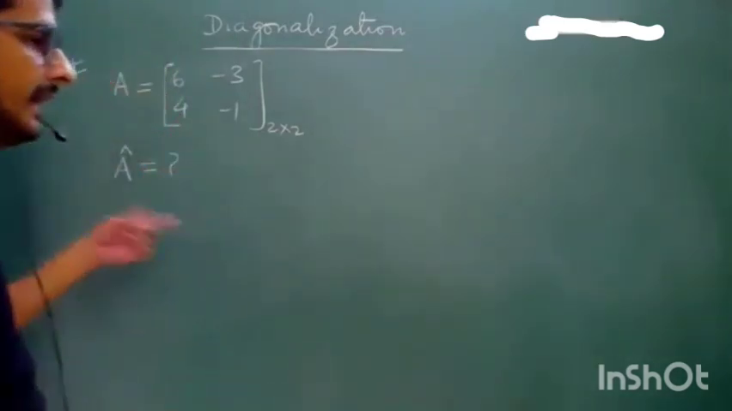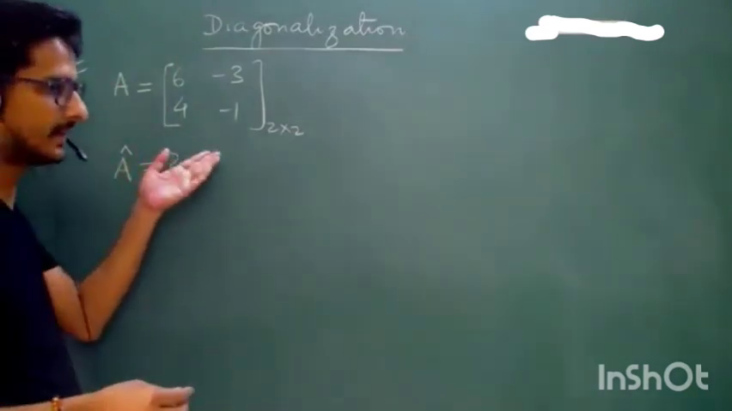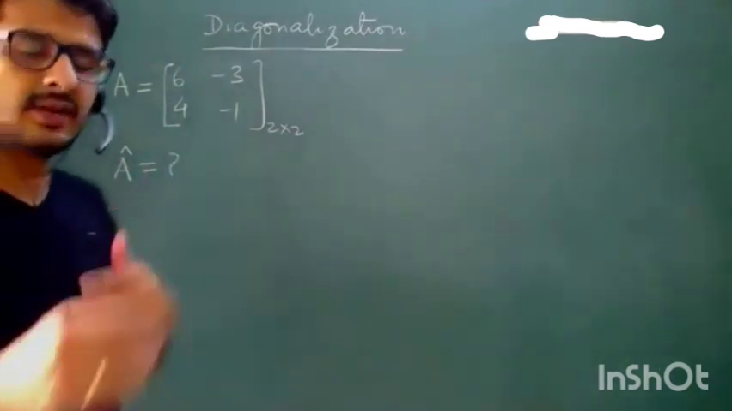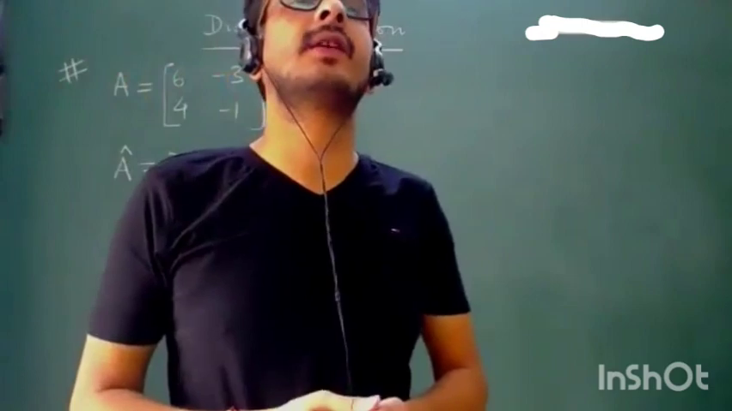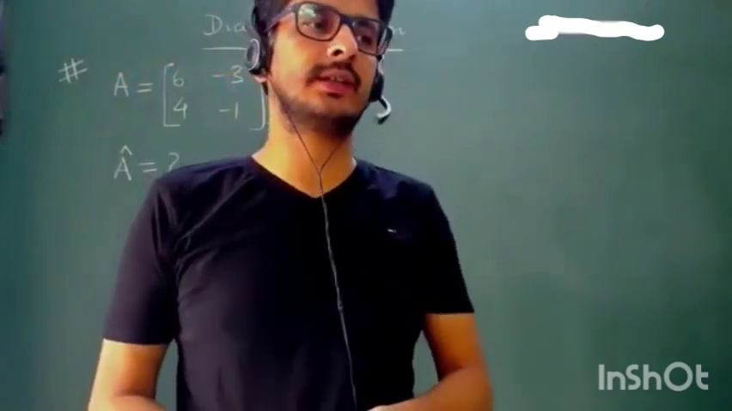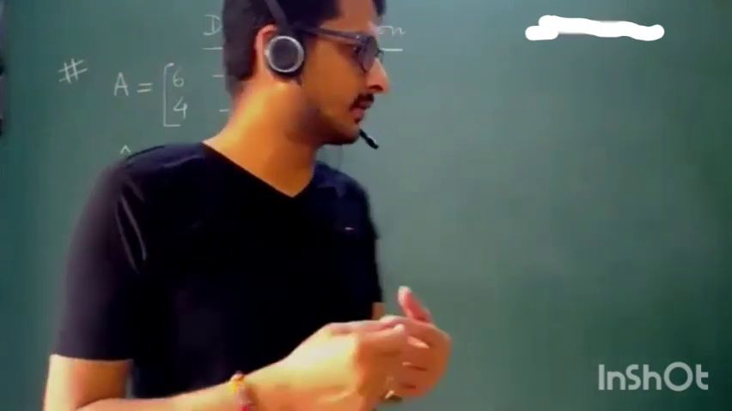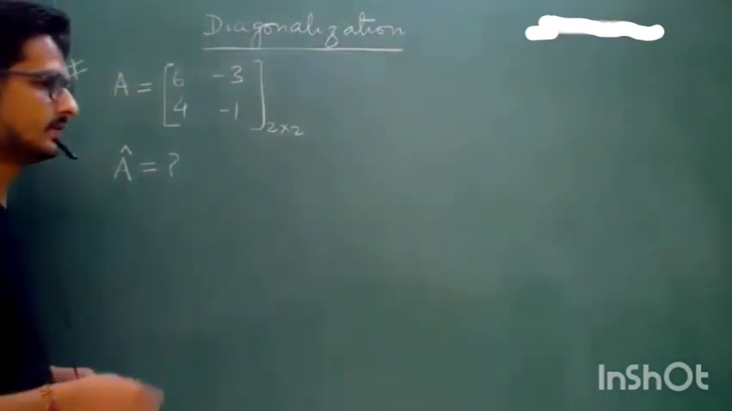So the complete cycle you should know. That's why the question will be asked from here, because it consists of everything. It consists of your eigenvalues, it consists of eigenvectors. So the complete thing is used here.